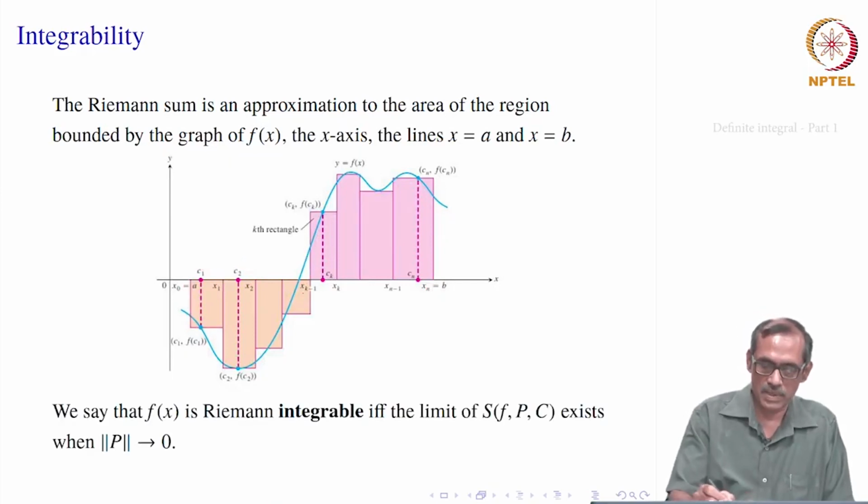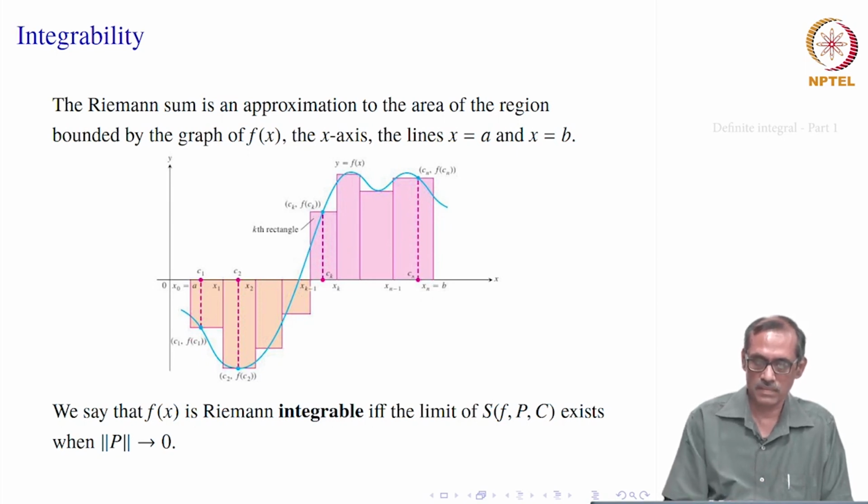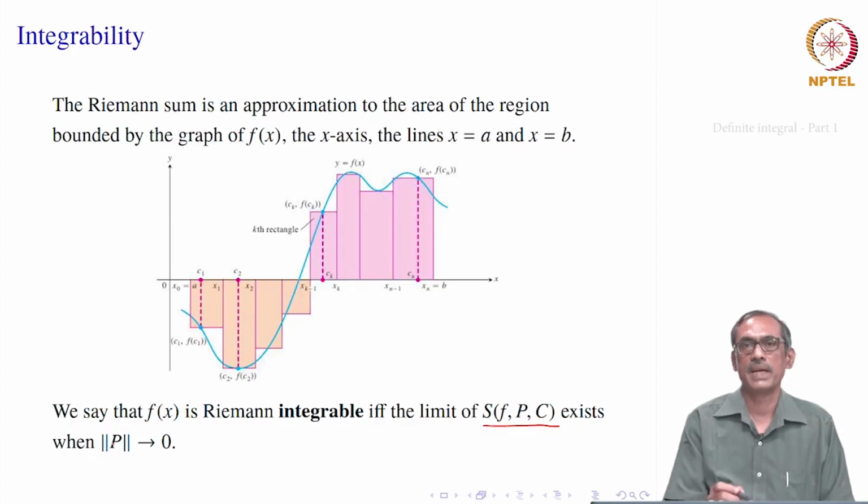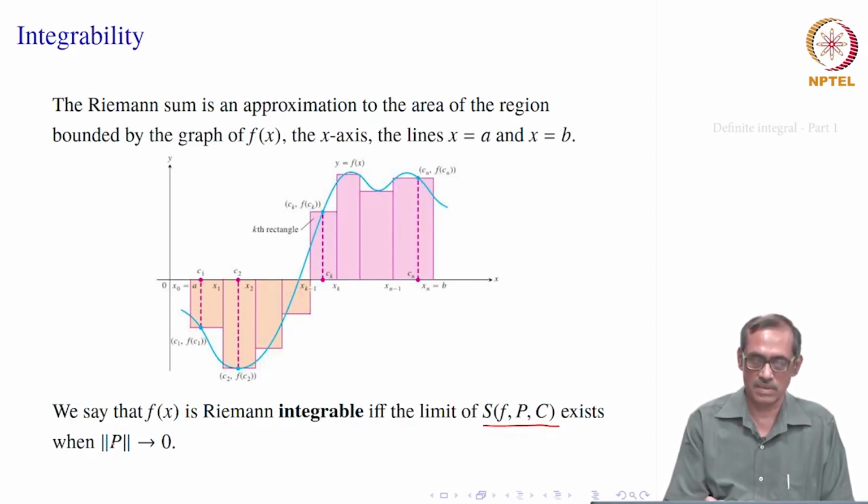Now, what is the area of that region which is bounded by the curve, the x axis and these two lines? That will be the limit of this Riemann sum S(f,P,c) when norm P goes to 0, provided it exists. There can be some curves where the area does not exist below it, so we are assuming that possibility here. That means whenever it exists, we should give it a name.